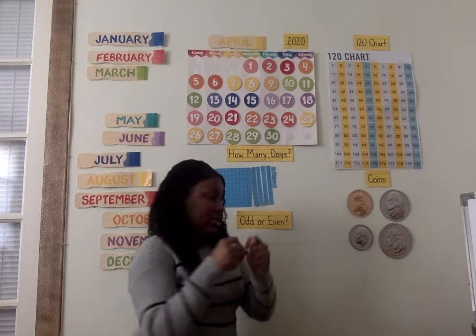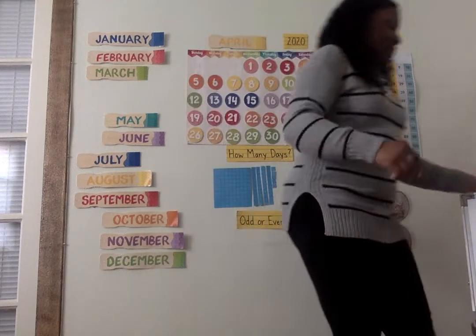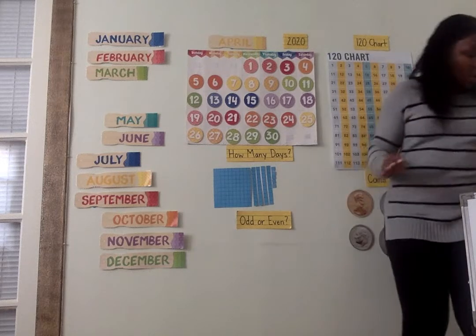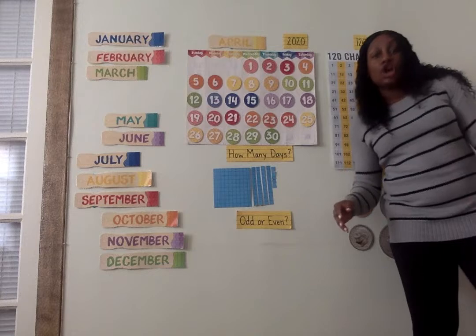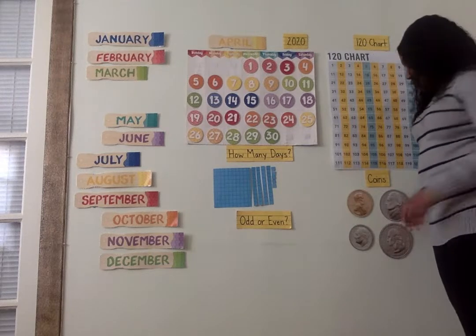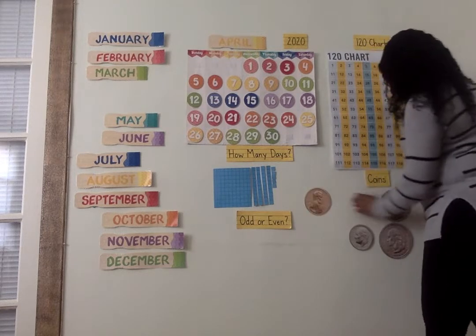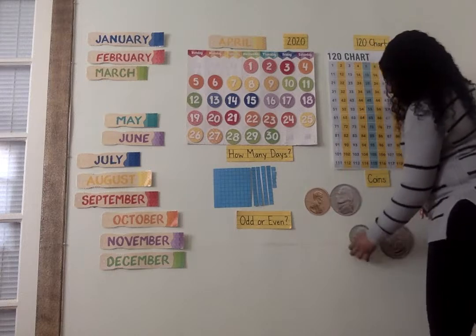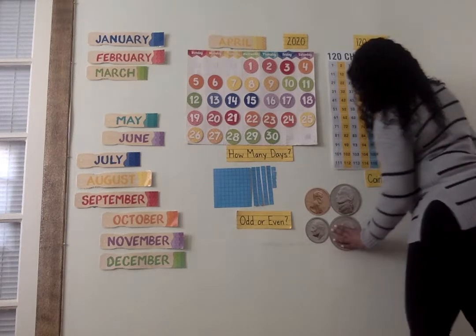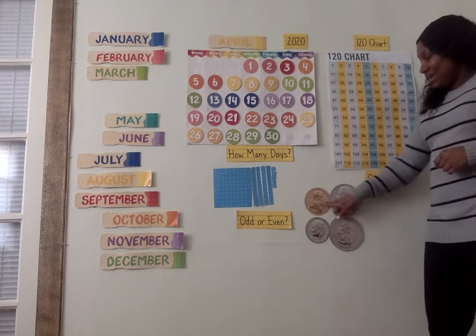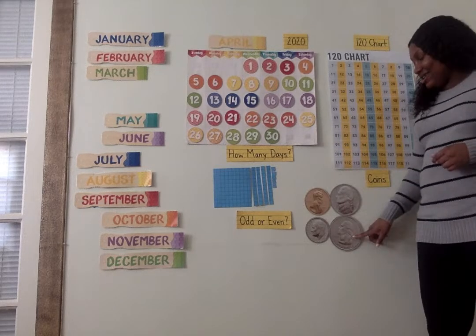Friends, it's time for coins. Are you ready? Because Miss Ross is so... Oops, my marker fell. I am so ready for coins. I'm going to bring them over just a little bit so all my friends can see them. Coins. Get ready.